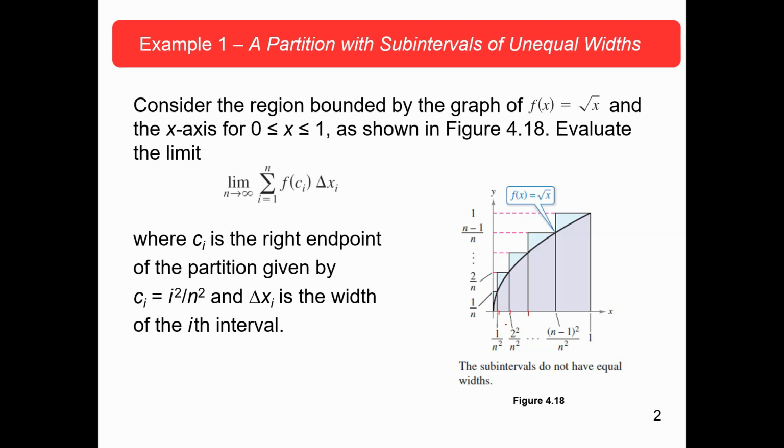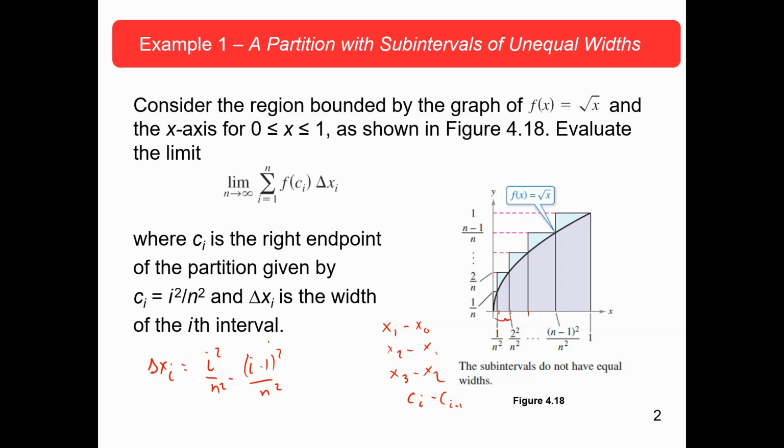So delta xi is just the width of that, which we can tell would be x1 minus x0 for this one, x2 minus x1 for this one, x3 minus x2 for this one, right? So we're looking at ci minus ci minus 1, okay? Or delta xi equals i squared over n squared minus i minus 1 squared over n squared. Do y'all see that? How this is ci, this is ci minus 1.